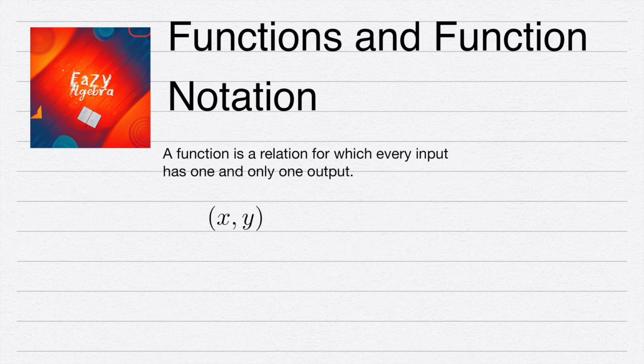So with a function, you have an output for every input, and you can only have one output. When you get the same input repeated, you get the same output repeated.